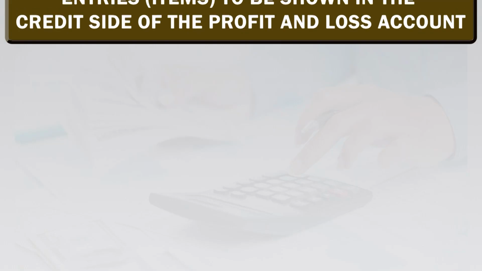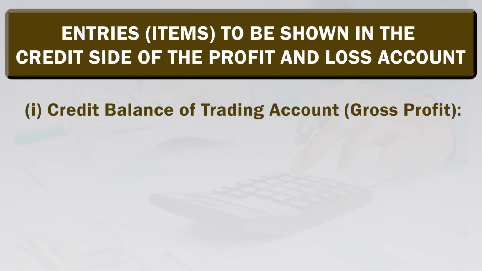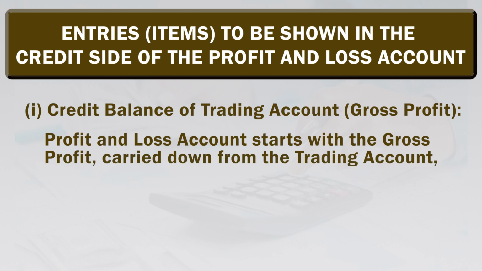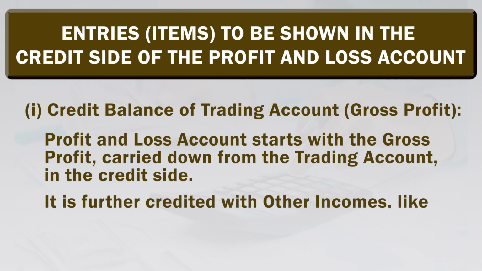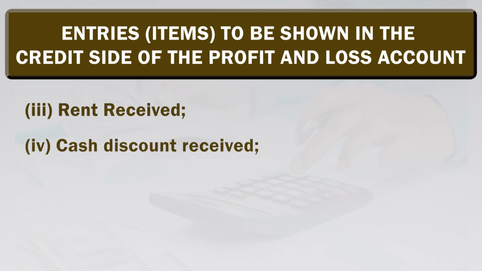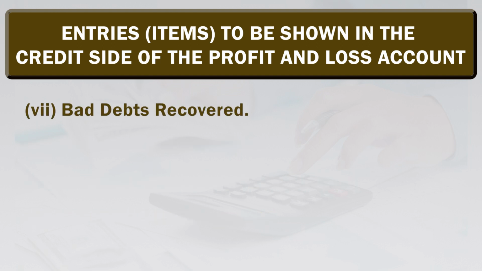Now, we will see entries or items to be shown in the credit side of profit and loss account. Number one is credit balance of trading account, that is gross profit, or we may have gross loss. Whatever gross profit or gross loss we are having, that we have to transfer. But here we will have gross profit and that is to be transferred to the credit side of profit and loss account. It is further credited with other incomes like interest on fixed deposit, rent received, cash discount received, gain or profit on sale of fixed assets, interest on drawings and bad debts recovered.